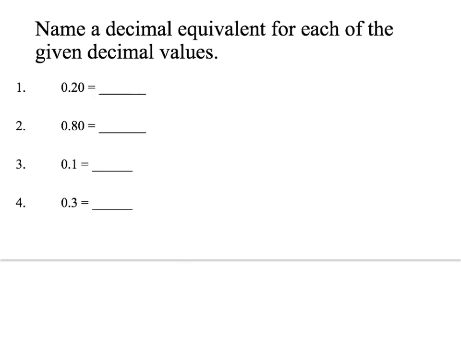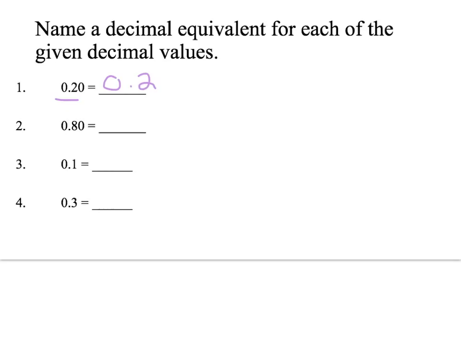All right, name a decimal equivalent for each of the given decimal values. Again, there are lots of different answers you could choose from. Looking at this problem, we have 20 hundredths. You may choose to drop that 0, so that would give you 2 tenths. You may choose other answers like 200 thousandths. You may choose 2,000 ten thousandths, and so on. But this is a good answer for this particular problem. Try 2, 3, and 4, and I will fill in possible answers that you may have chosen.